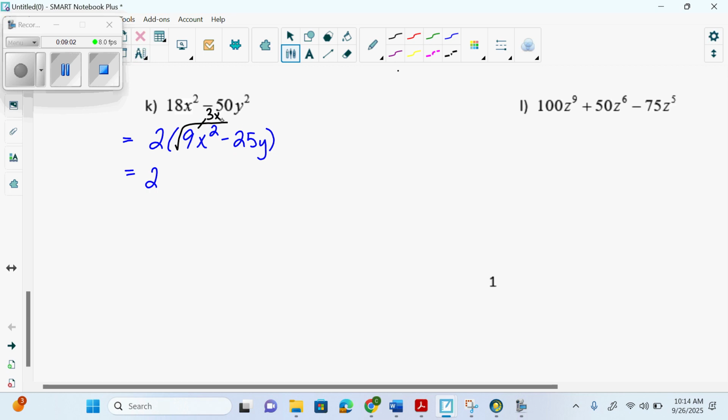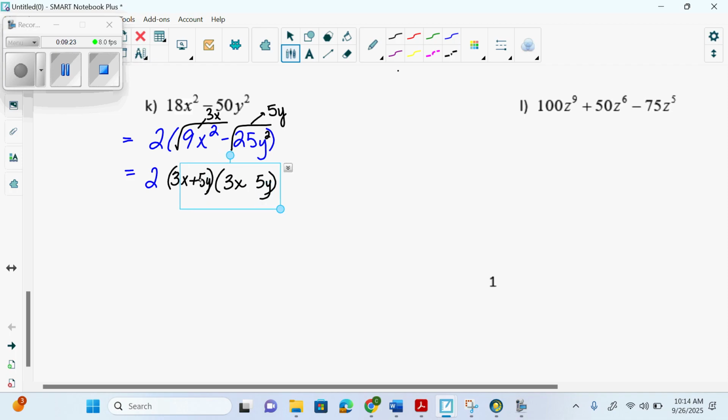3x. The square root of 25y squared is 5y. Yes? Then you get 2 sets of brackets for your factors. Whatever's in the front of this one goes in the front, 3x. Whatever's in the back of this goes in the back. And then you have to make sure that you have opposite signs.